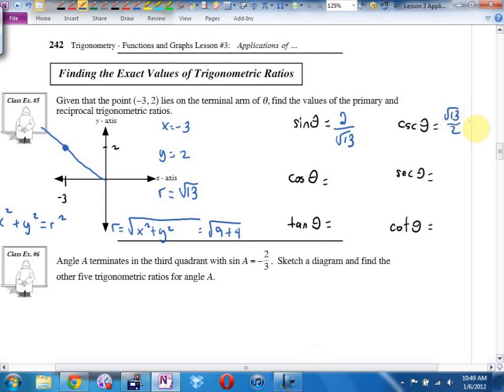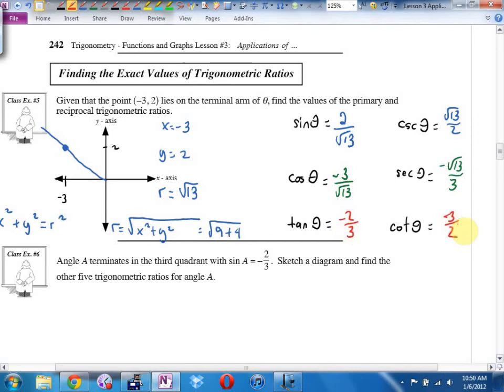Don't put the negative on the bottom. A negative in a fraction belongs on the top or in front. It's just good math manners. Tangent is y over x. 2 over 3, negative. Cotangent is negative 3 over 2. Try that again. Negative 3 over 2.